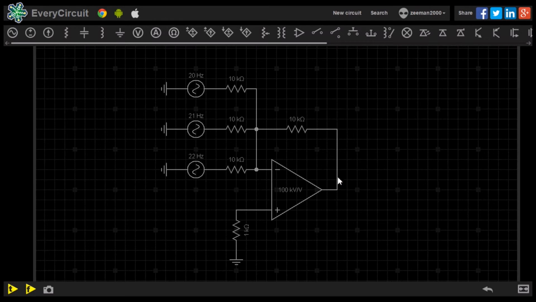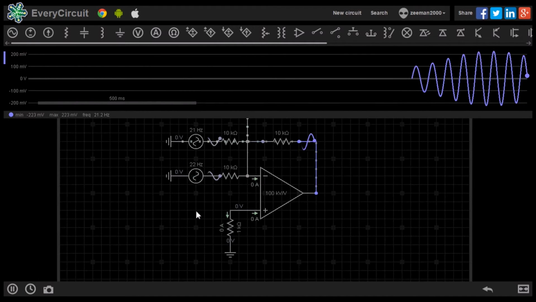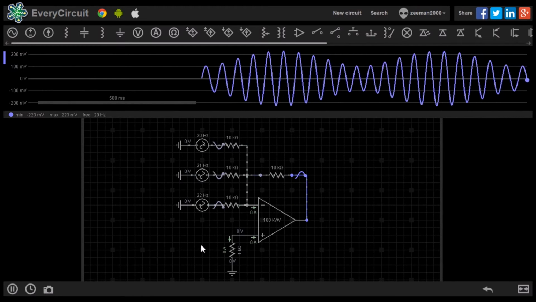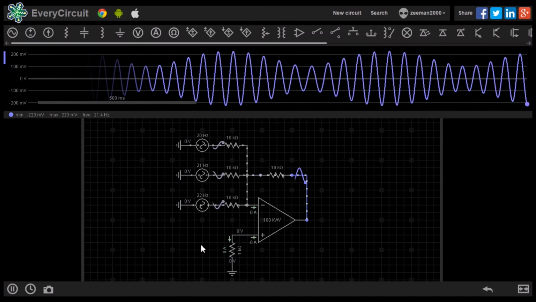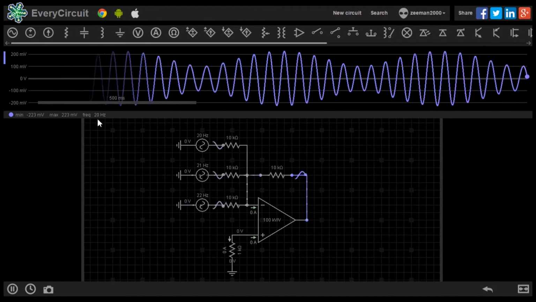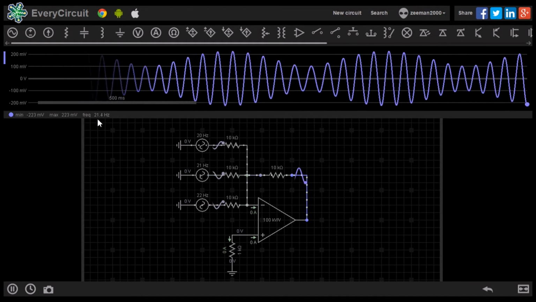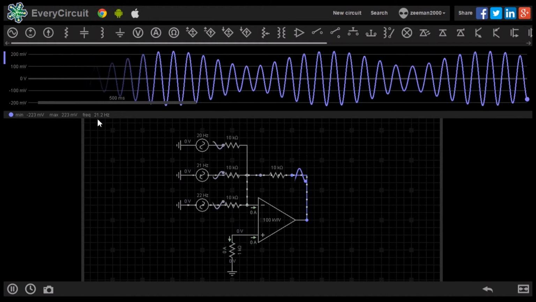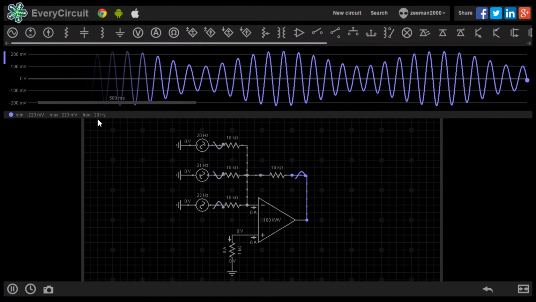Let's highlight the output so we can see all the mixed signals and then play the simulation to see what the 20, 21 and 22 Hz mixed signal looks like. As we can see, the output signal is varying from 20 Hz to 22 Hz and then back to 20 Hz. It is constantly increasing and decreasing, mixing all three separate inputs to create one varying output.